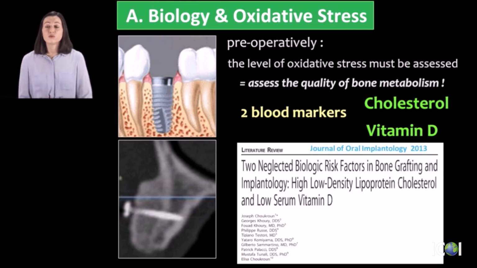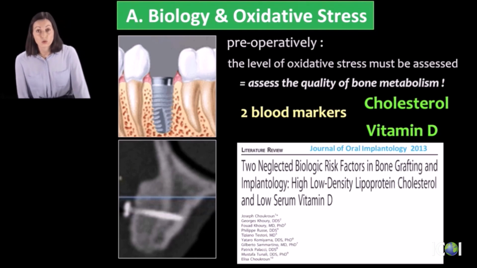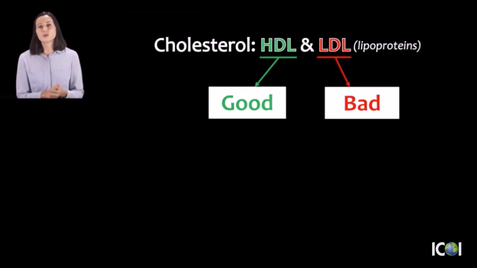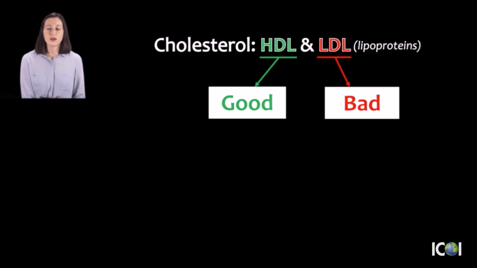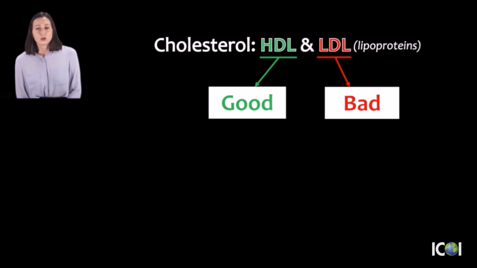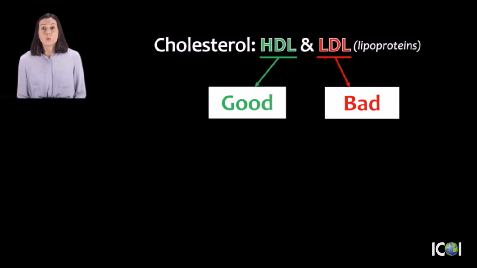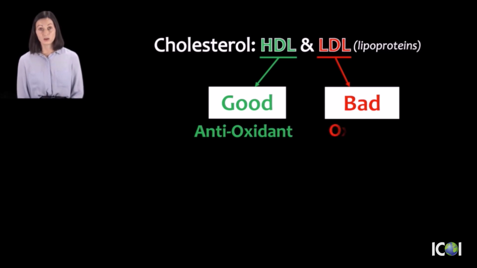And actually, this is the first article published in the dental field on those two neglected blood markers, the cholesterol and the vitamin D. It was back in 2013. What is the cholesterol? We have two types of lipoproteins, the HDL and the LDL. The HDL is named good. Why? We didn't randomly stamp them. HDL is a good cholesterol because it's antioxidant. And the LDL is bad. Why? Because it's oxidant.